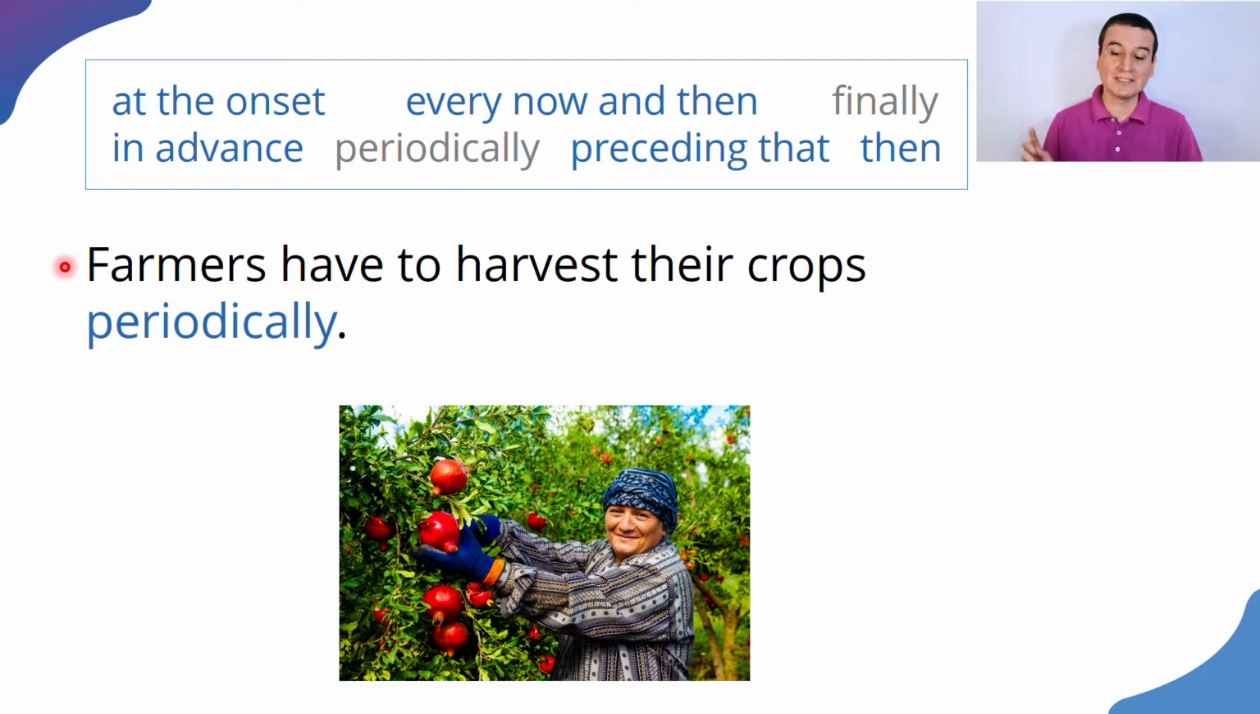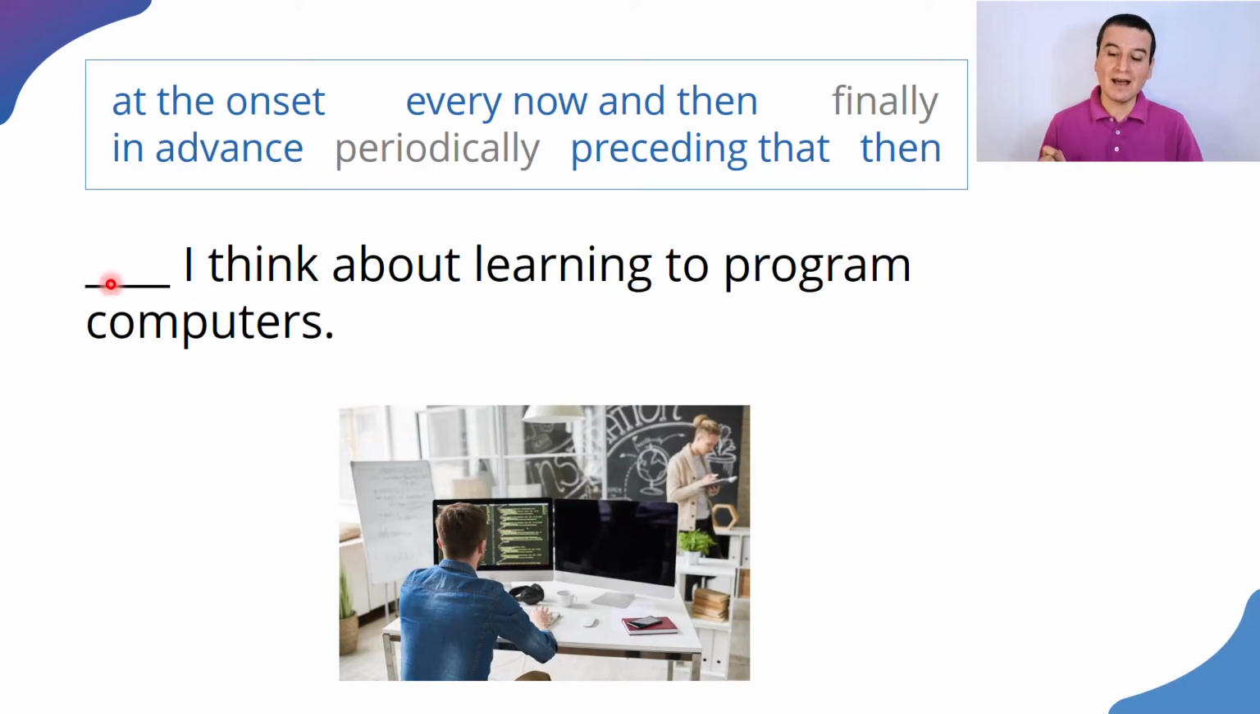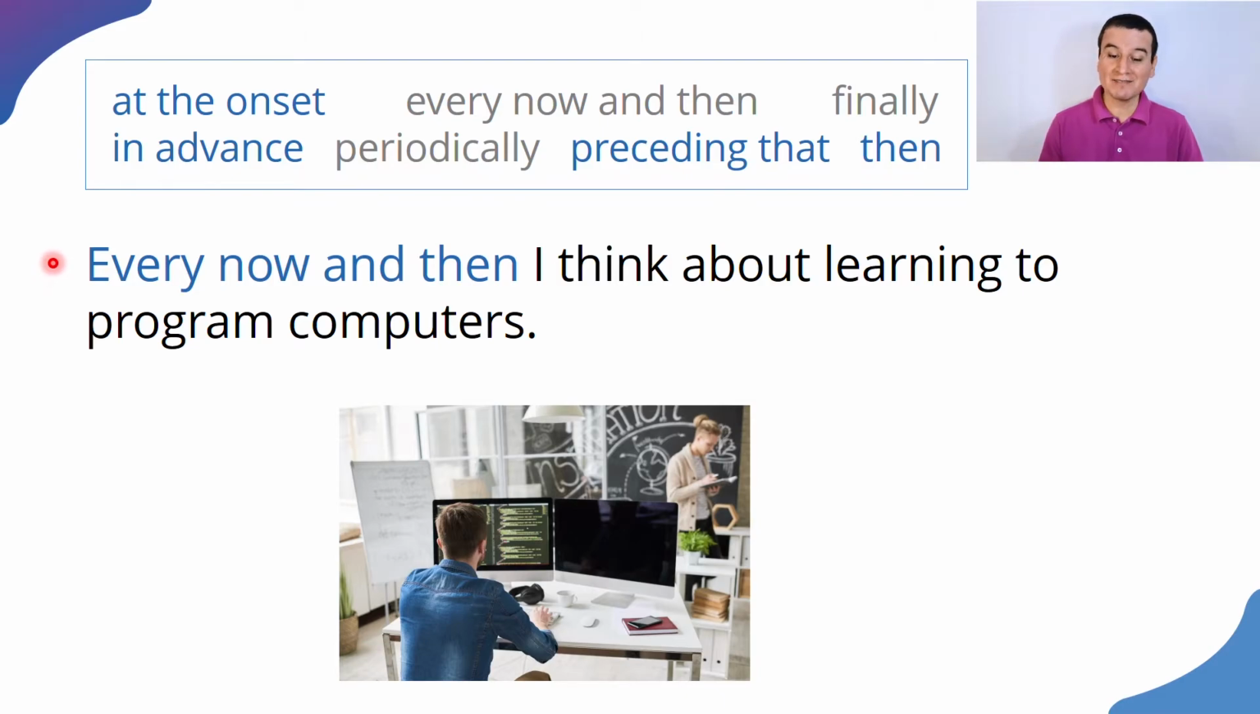All right, listen to the pronunciation, please. Farmers have to harvest their crops periodically. Thank you. Oh, remember to pronounce after the native speaker so that you can practice and improve your pronunciation. All right, next. Blank, I think about learning to program computers. I think that is something that I do. My answer is every now and then. So periodically, every now and then.